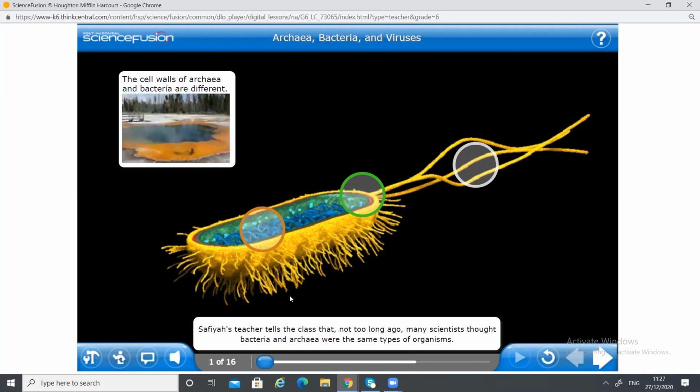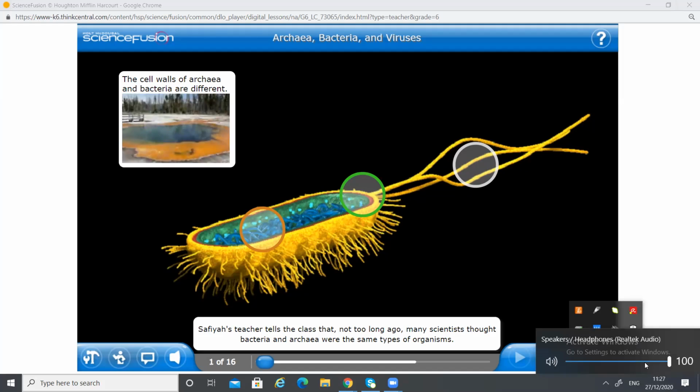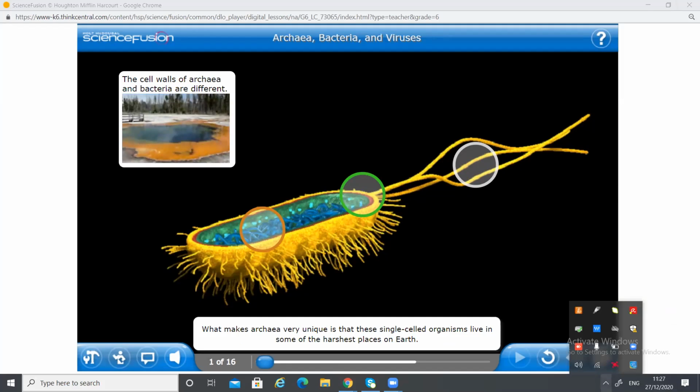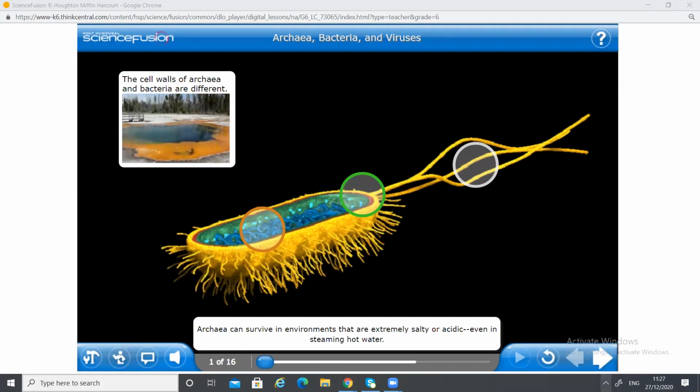Sophia's teacher tells the class that not too long ago, many scientists thought bacteria and archaea were the same types of organisms. However, now they know that these two groups of organisms have differences in their cell walls and DNA. What makes archaea very unique is that these single-celled organisms live in some of the harshest places on Earth. Archaea can survive in environments that are extremely salty or acidic, even in steaming hot water.